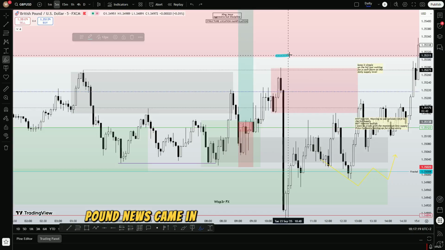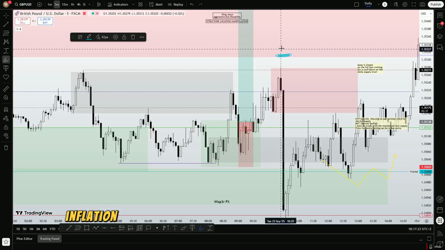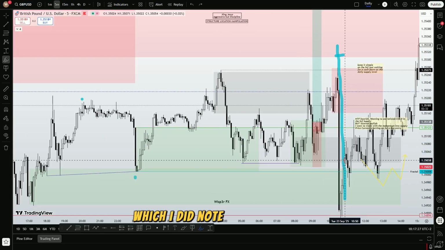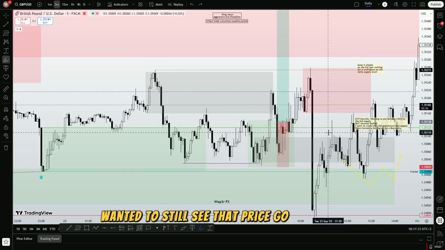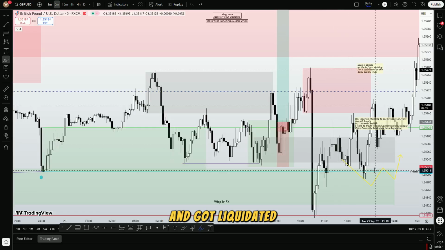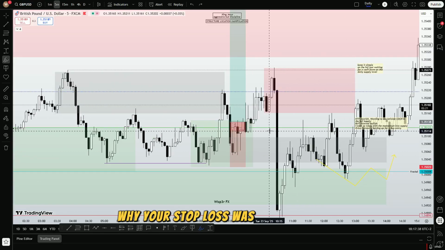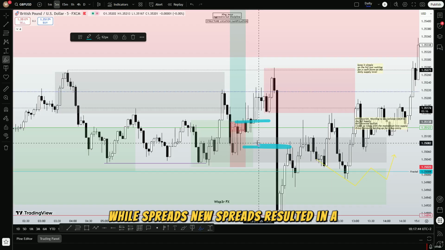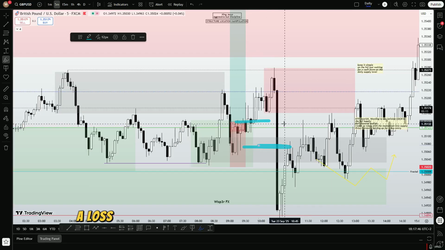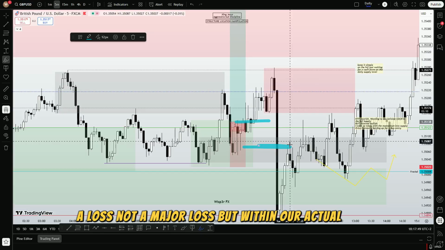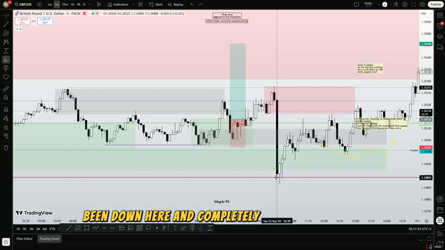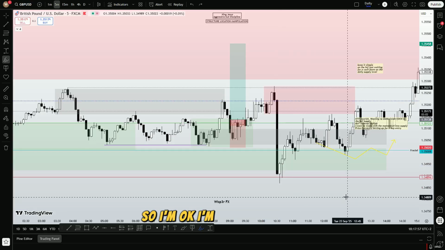pound news came in, rare folders, and what was it, inflation rates, resulting in a strong move towards the downside, liquidating all of these stacked lows, which I did note during trading, but obviously wanted to still see that price go higher up, and got liquidated. Why, if your stop loss was at break even? Well, spreads. New spreads resulted in a loss, not a major loss, but within our actual risk, which I'm thankful for, because it easily could have been down here and completely liquidated me out. So okay, I'm thankful for it.